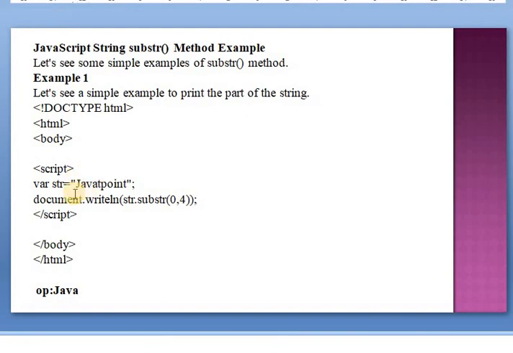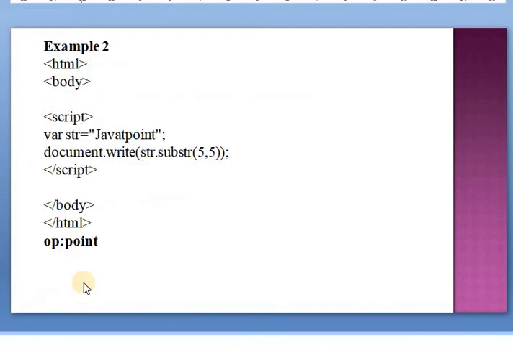It returns the 4, that is Java, and it is starting from the 0th position, so it returns Java as a result on a web page. Next example: here I am passing the two parameters, start and length, that is 5, 5. It returns the point. Here it starts from the 5th index, that is 0, 1, 2, 3, 4, 5. And the length of this string is 1, 2, 3, 4, 5, so it returns the point.